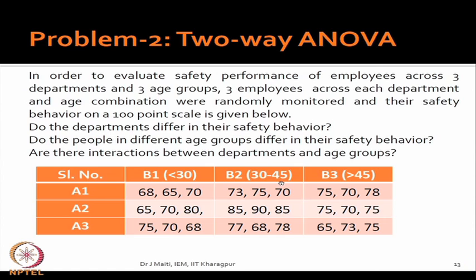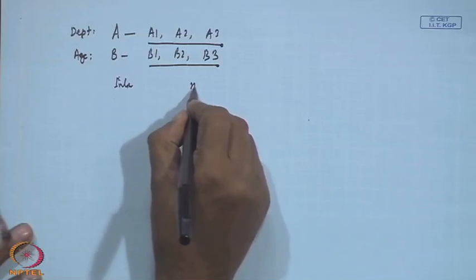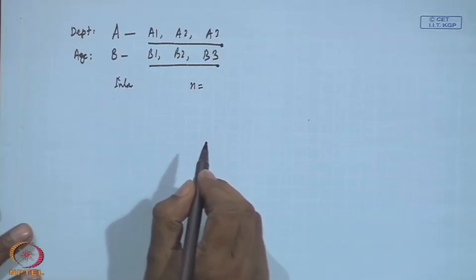As safety is an issue of unsafe acts and unsafe conditions, first the department we are treating from the unsafe condition point of view, and the age factor we are considering from the individual influence point of view. Now, suppose 3 data points, equal sample sizes. So, it is again suggested that it is better you go for equal sample sizes whenever possible.